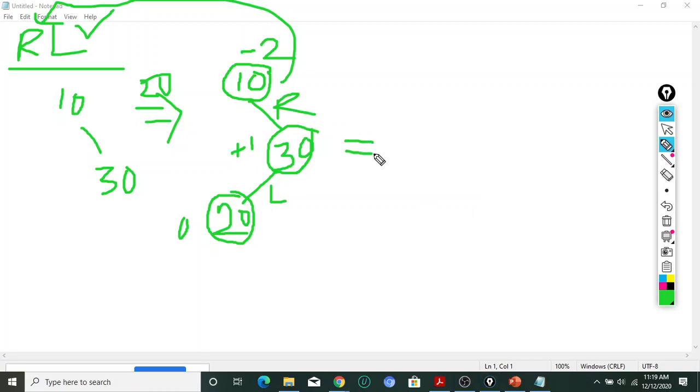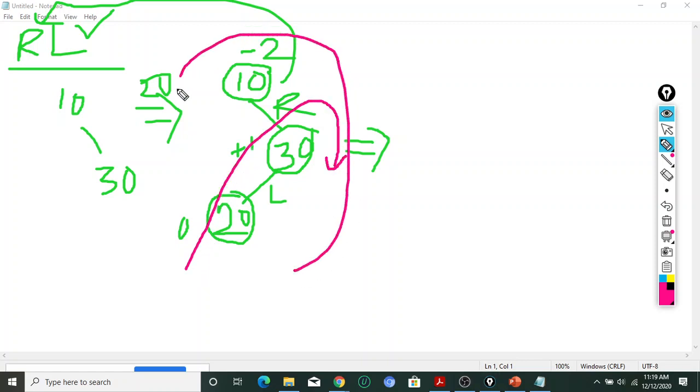To fix it, we have to perform two steps. First we have to perform the L rotation on the middle node, that is clockwise, then we perform the anti-clockwise. If I make clockwise, 20 will be there and 30 will be there. Let me write this: 10 is here, then 20, then 30. This is my first step. So 20 goes up and 30 goes down.